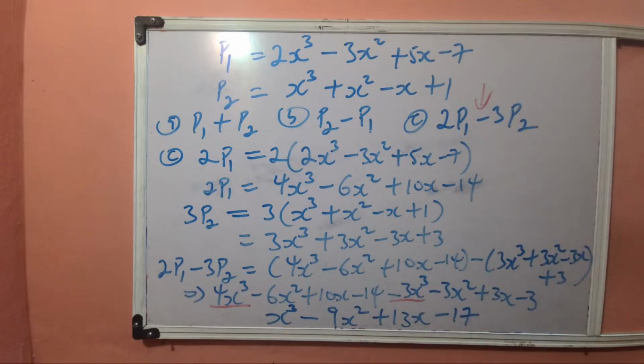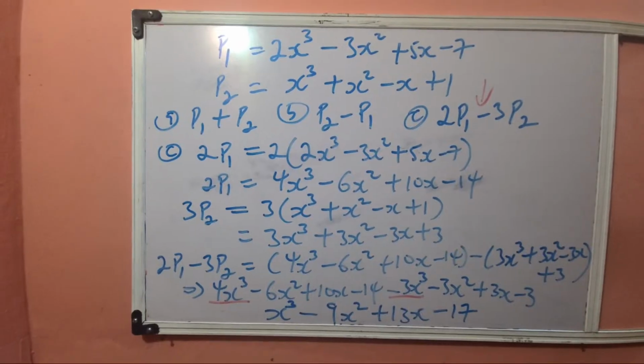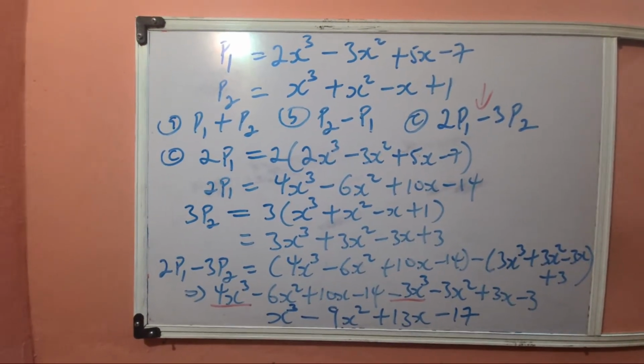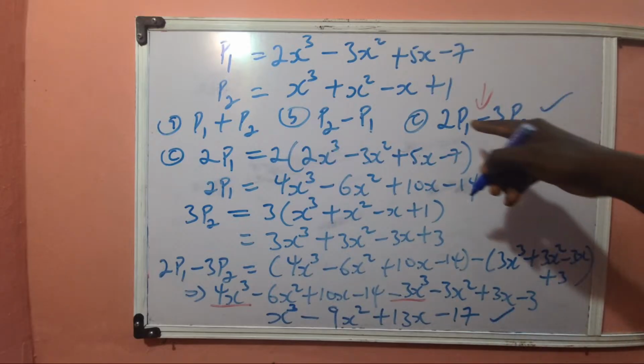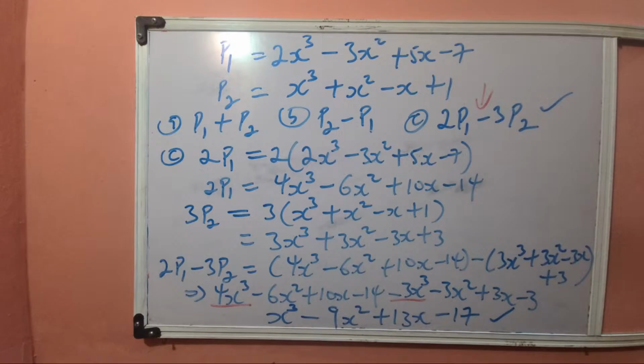All right. So this is how we are able to get our final answer for this particular question, number C. So the final answer for 2P1 minus 3P2 is given as x cubed minus 9x squared plus 13x minus 17. So this is how you perform the operation of addition and subtraction under polynomials. So let's run quickly to the other operation we have to talk about, and that is multiplication of polynomials.